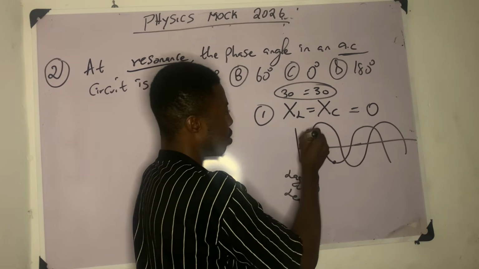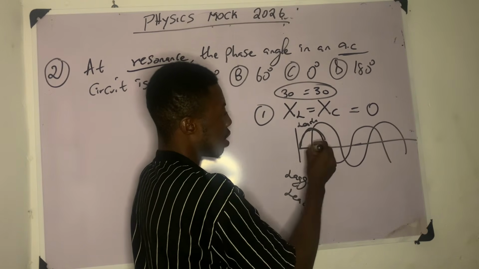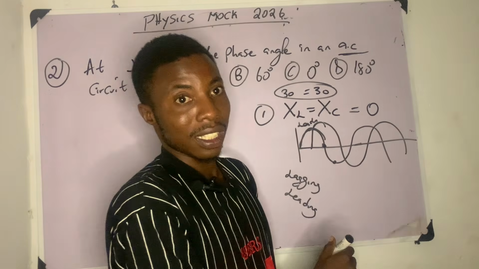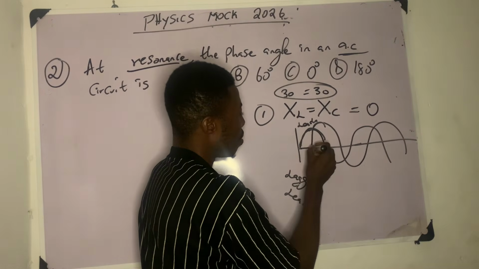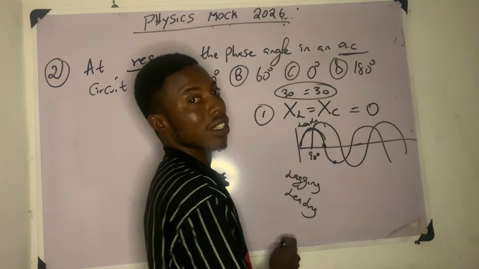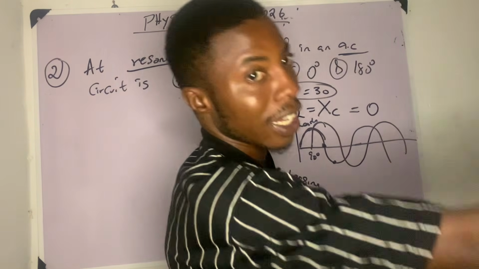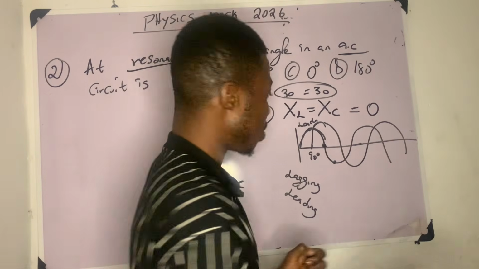The first one now is the one that started first. This one will be leading. The second one that started after this number 1 is the one that will be what? Lagging. So for this particular lesson now, this one is leading by 90 degrees, while this one is lagging by 90 degrees. Leading is the person that came first. Lagging is someone that is following at the back. That's this now to understand.